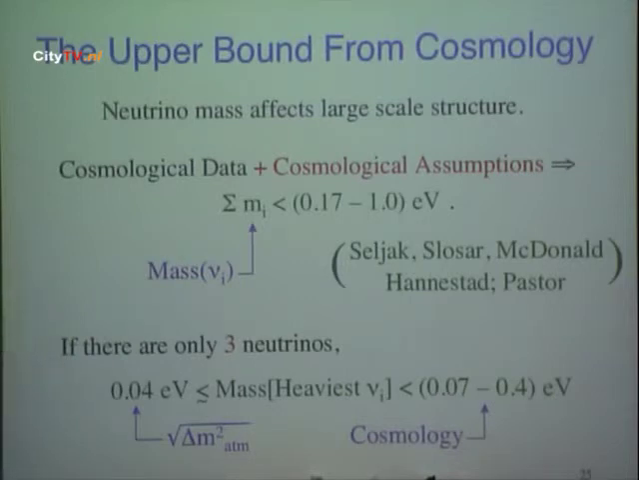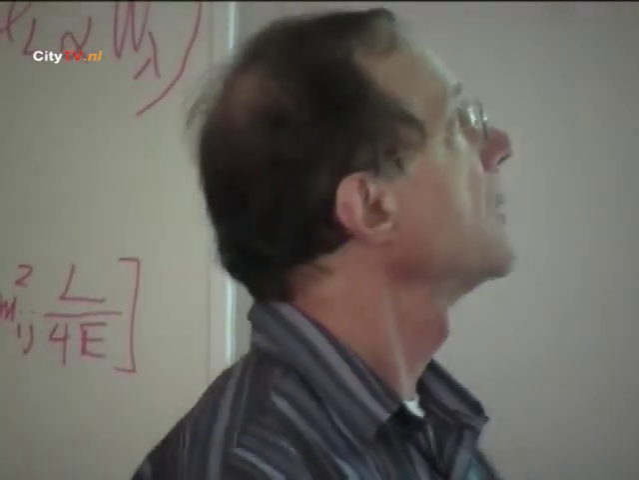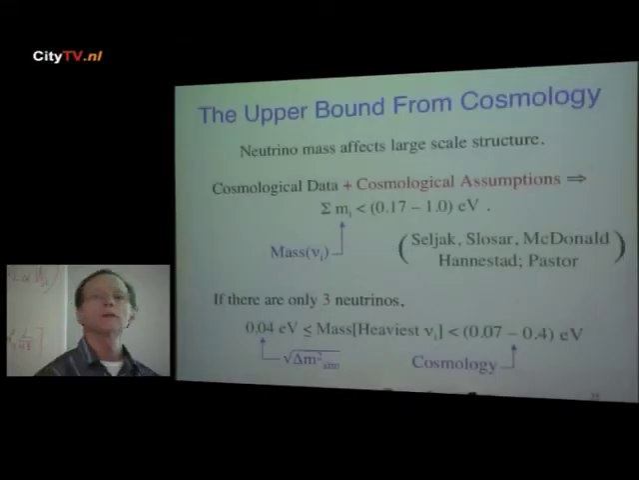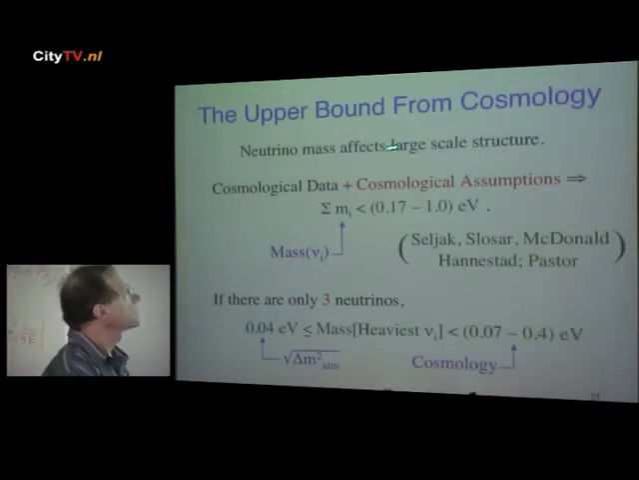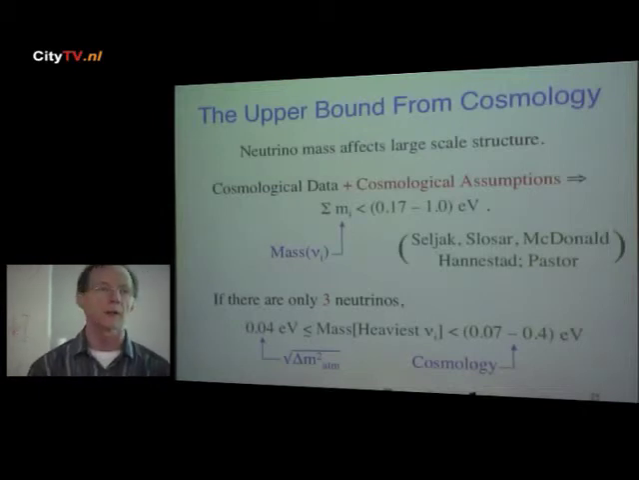Cosmology, on the other hand, gives us an upper limit. All those neutrinos in the universe affect large-scale structure on the scale of galaxies, clusters of galaxies, clusters of clusters of galaxies, and the masses affect large-scale structure in a way that depends on how big the masses are.